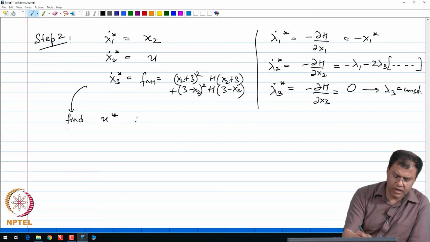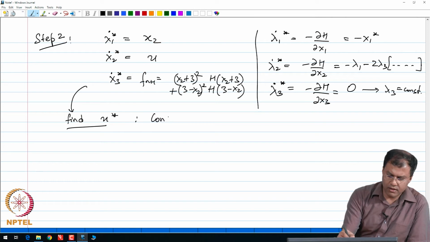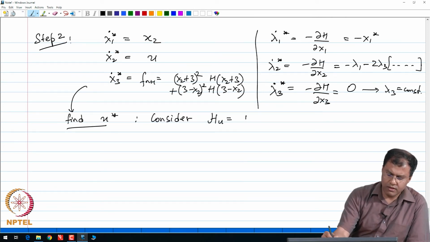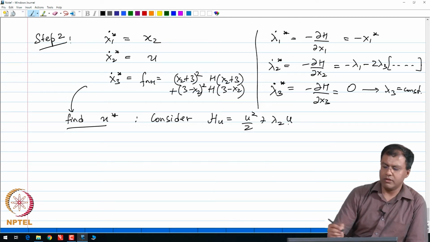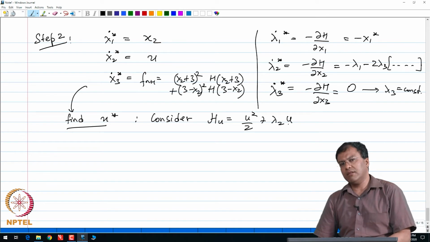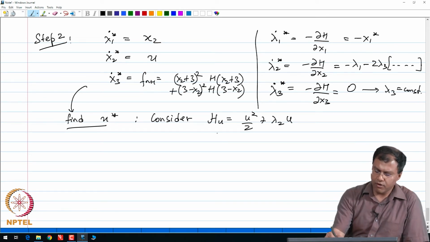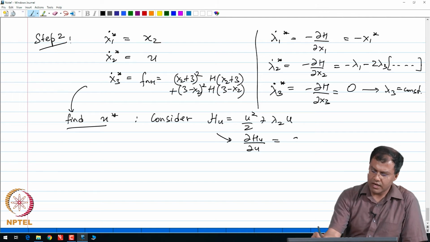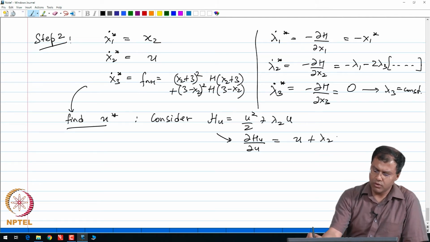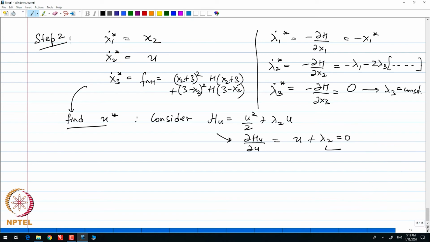To find u star, consider the modified Hamiltonian H_u, which is u squared by 2 plus lambda 2 times u. These are the only two terms which contain my variable u, and from here when I take the derivative of H_u with respect to u, I see that this is u plus lambda 2 is equal to 0, or from here I see that u is equal to minus lambda 2, right.